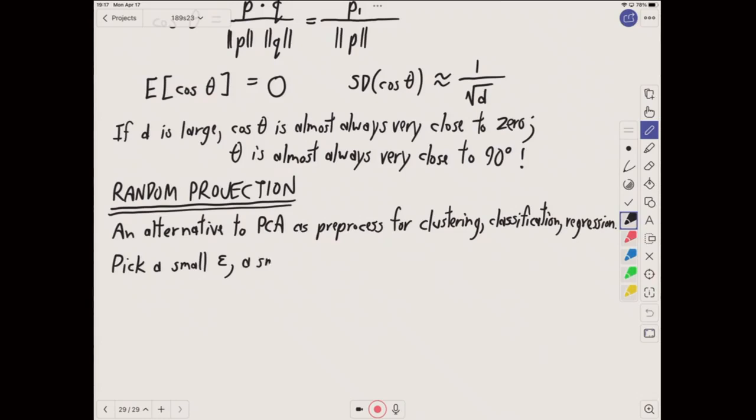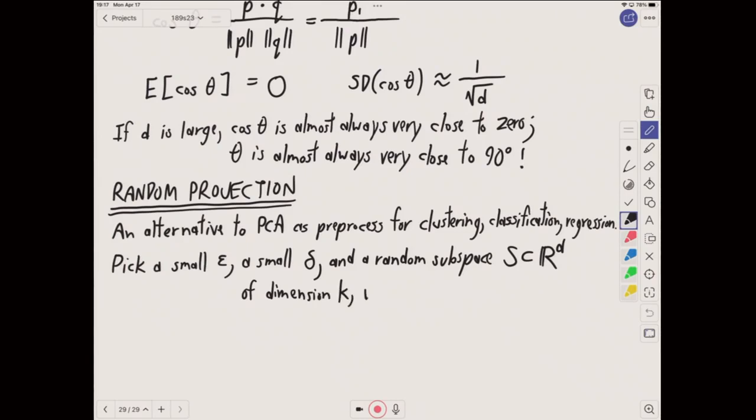So before we start random projections, we need to pick a few parameters. I guess you can sort of think of these as hyperparameters. I will explain the significance of these choices later. But once you've chosen epsilon and delta, that tells us what dimension of random subspace we need to project onto. So I'm going to call our random subspace S. It's a subspace of d-dimensional space, but it has dimension k, where k is hopefully a lot smaller than d.